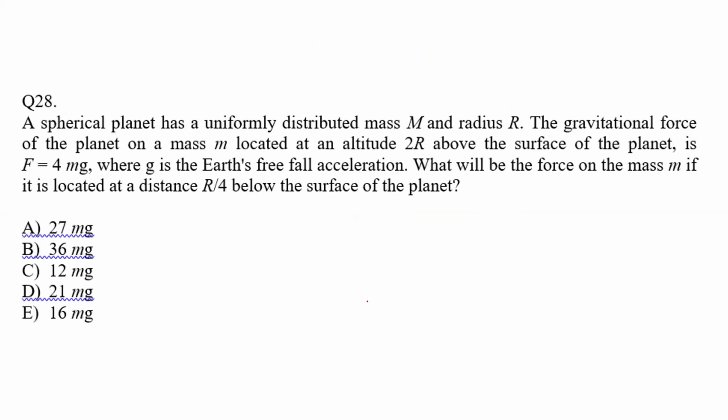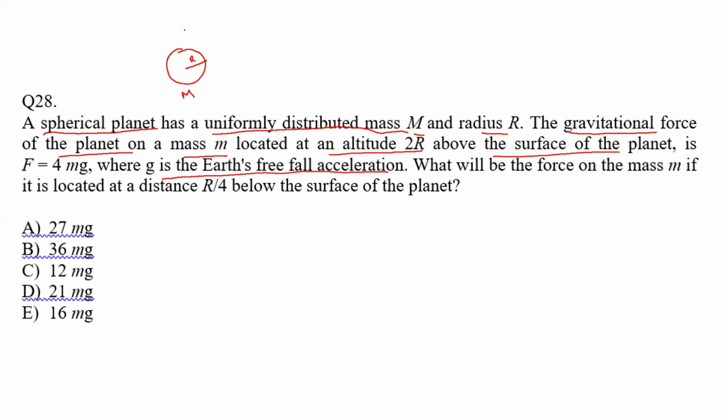Now here, what do I have? You read the question carefully. This is an A+ question as well. A spherical planet has a uniformly distributed mass, M, and radius r. The gravitational force of the planet on a mass m located at an altitude 2r above the surface of the planet is F equal to 4 mg, where g is the Earth free fall acceleration. Let me just draw that. So this is my uniform planet. It's a uniform sphere. It has a radius r and a mass M.